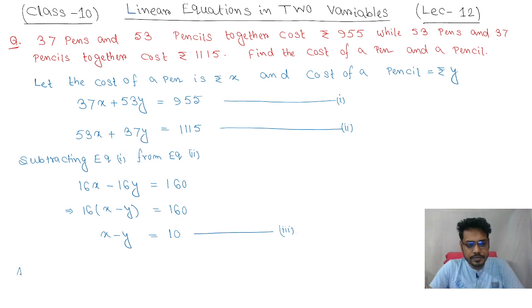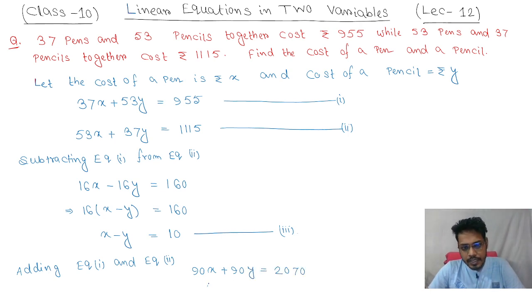Now if you add equation number 1 and equation number 2, what you will get, if you add, you will get 90x plus 90y is equal to 2070. So here x plus y will be 2070 by 90. That means here 23. So it will be 23. That is equation number 4.